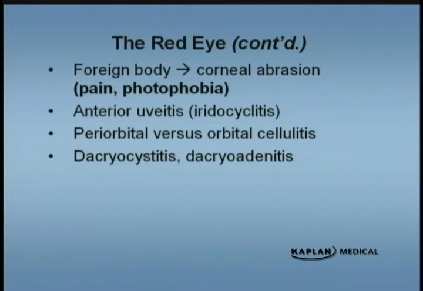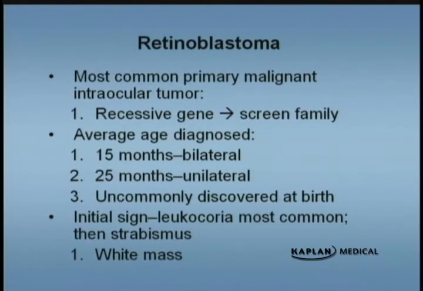That can cause a red eye. Also, uveitis can cause a red eye, and orbital and periorbital cellulitis can cause redness of the eye, and we'll discuss them shortly. Retinoblastoma, we kind of alluded to it earlier when we talked about leukocoria. Retinoblastoma is the most common primary malignant tumor of the eyeball. It is a recessive gene, therefore family members should be screened.